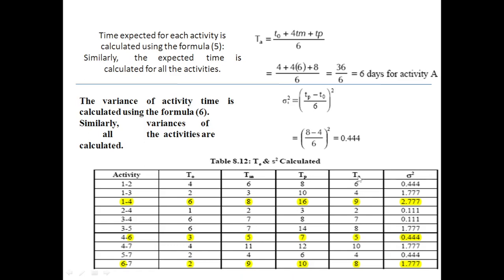What is the formula to find out the expected time? T naught plus 4Tm plus Tp by 6. So the formula of expected time is T naught plus 4Tm plus Tp by 6. For the first one, T naught is 4, plus 4 into Tm which is 6, plus Tp is 8. So 4 plus 4 into 6 plus 8 by 6, that is 36 by 6, nothing but 6 days. Similarly, take activity 1 to 3: 2 plus 4 into 3 plus 10 by 6, that is equal to 4.